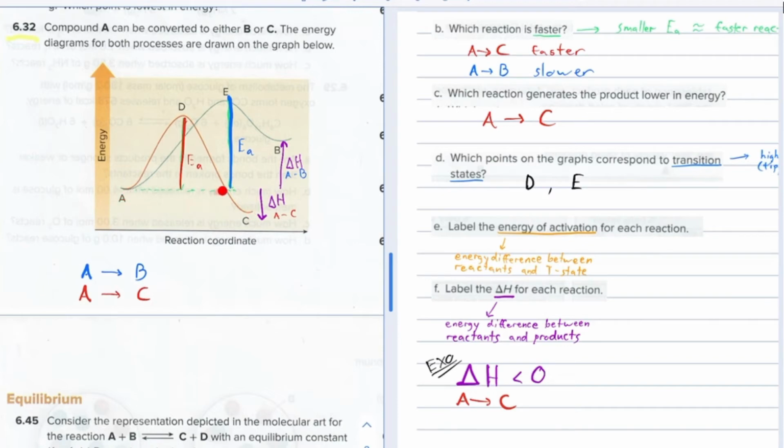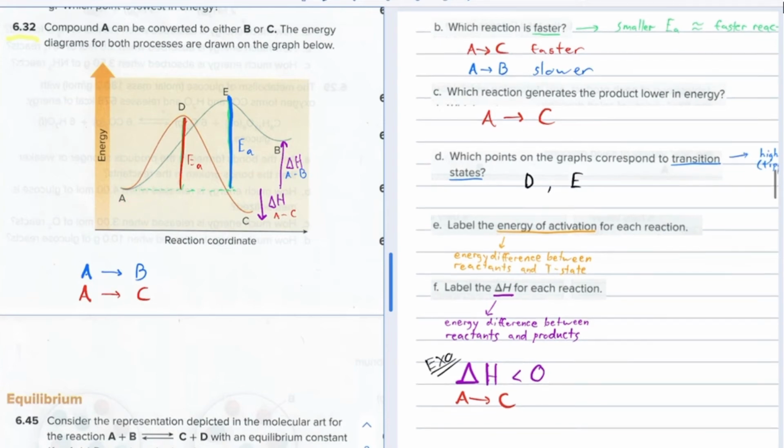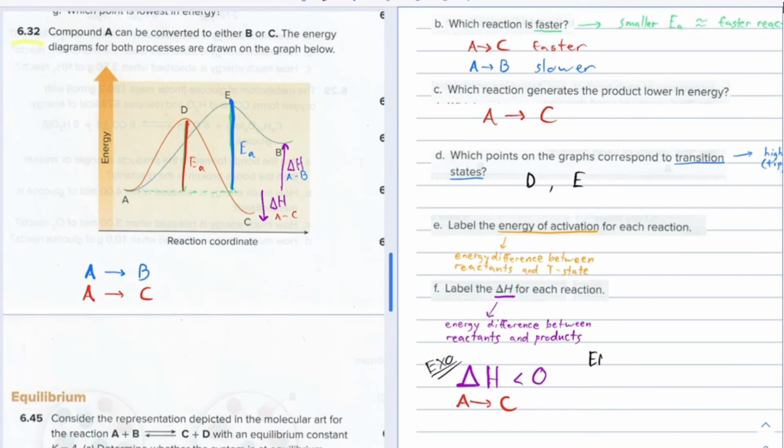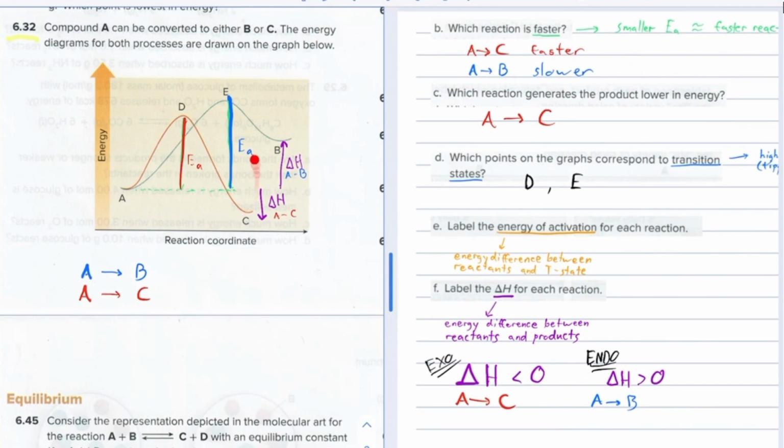And then if you're going from A to B, you can see the products have more energy. Energy is absorbed to get from reactants to products. So that's an endothermic profile. So we'll label that one endo if you're going from A to B, and the delta H would be positive. So lots of information in this reaction profile, this energy diagram.